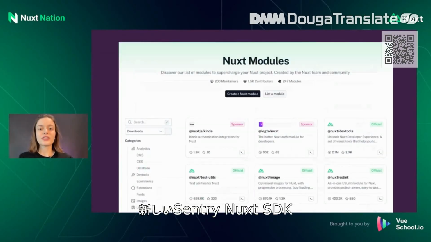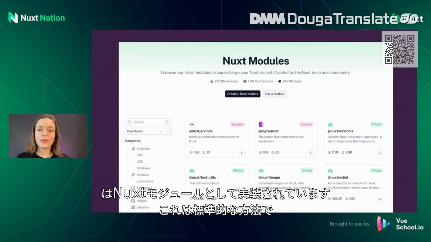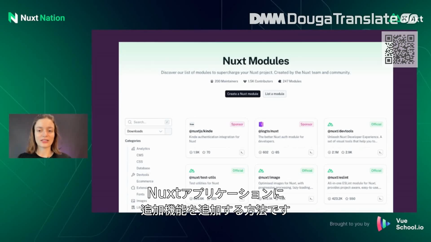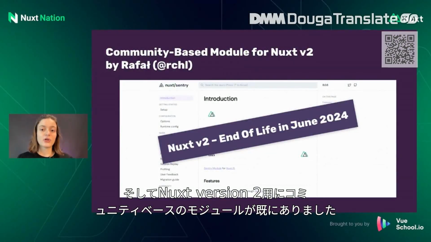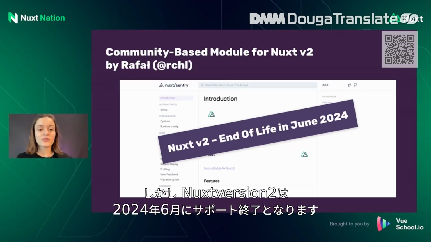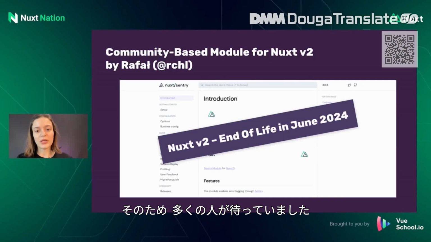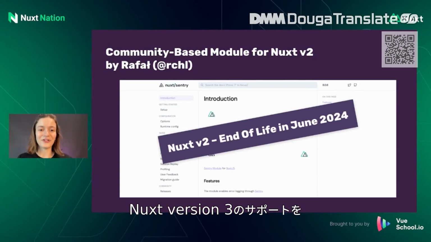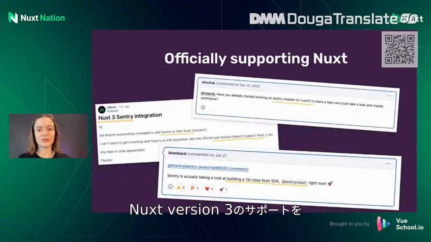So the new Sentry Nuxt SDK is implemented as a Nuxt module, as this is the default way of enhancing your Nuxt application with additional features. And there has already been a community-based module for Nuxt version 2, created by Rafal. But Nuxt version 2 reached end of life in June 2024, so people were waiting for Nuxt version 3 support.